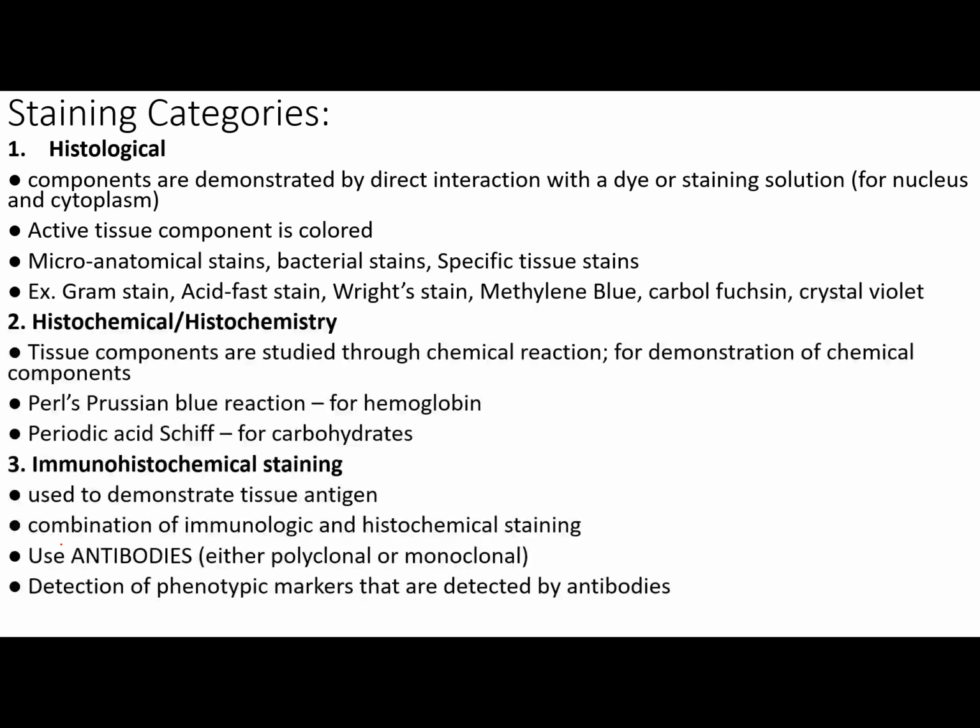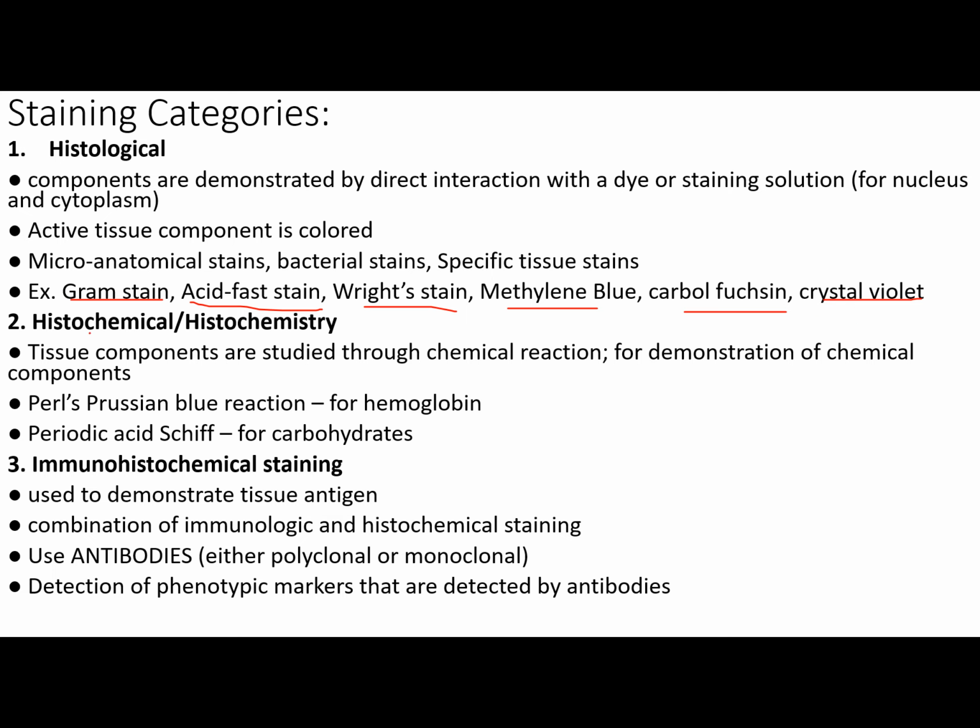Now, staining categories. There are three. We have the first one, the histological category. These are stains that would have components demonstrated by direct interaction with a dye or staining solution, usually used for nucleus and cytoplasm. Active tissue component is colored. Microanatomical stains, bacterial stains, and specific tissue stains are such. Examples of this class would include gram stain, acid fast stain, Wright stain, methylene blue, carbolfuchsin, and crystal violet.